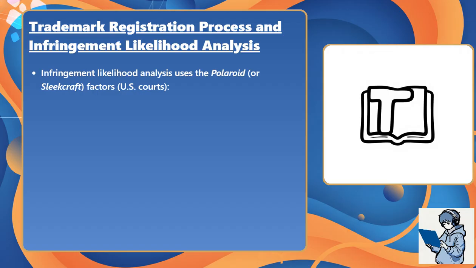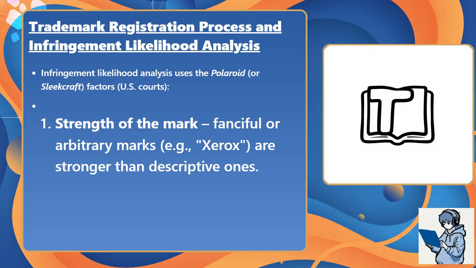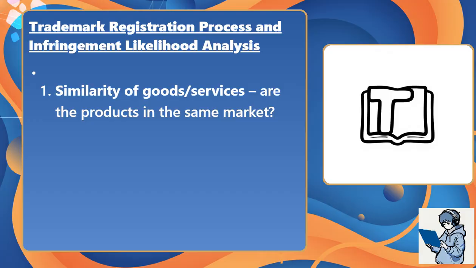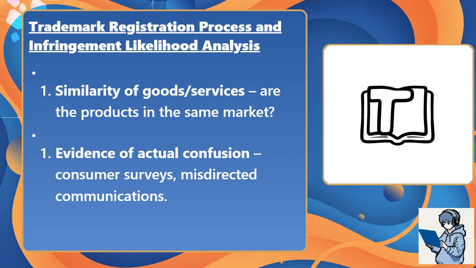United States courts consider several factors. Strength of the mark: fanciful or arbitrary marks, for example Xerox, are stronger than descriptive ones. Similarity of the marks: visual, phonetic, and conceptual similarity. Similarity of goods and services: are the products in the same market? Evidence of actual confusion: consumer surveys, misdirected communications.